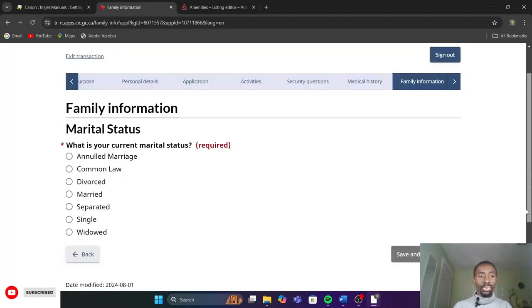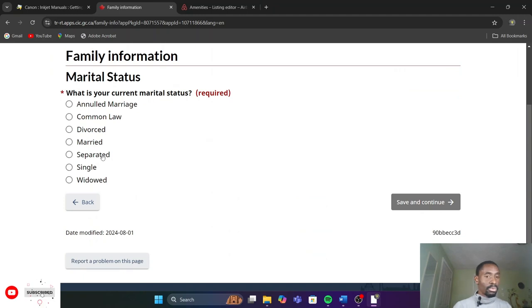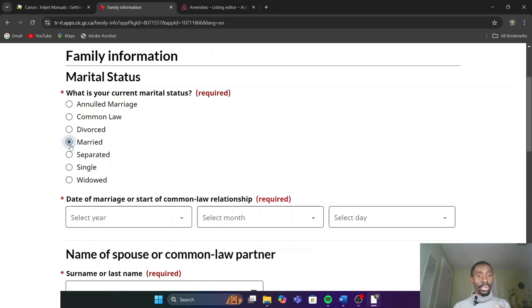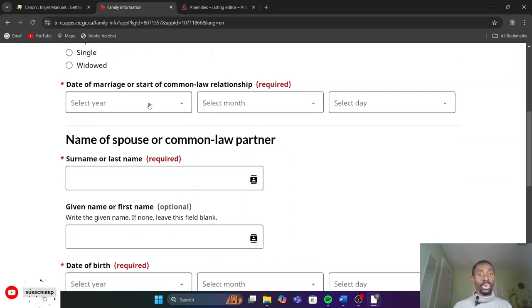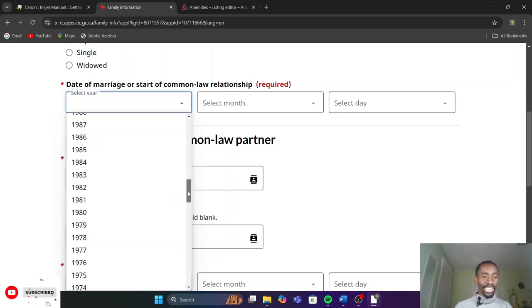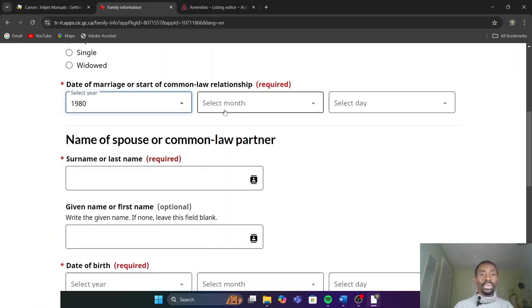What is your marriage status? So, if my own mother was a widow, but my in-law was married, even if you put widow, they will still ask for the date of marriage, but no marriage certificate. But in this case, say our mother Joseph is married. So when did they get married? Let's say she got married in 1980, on January 1st, New Year's Day.